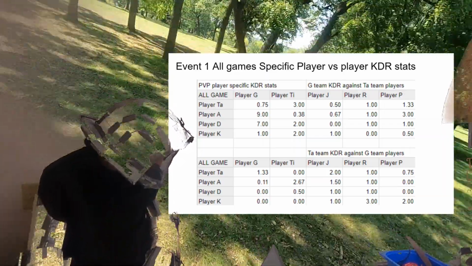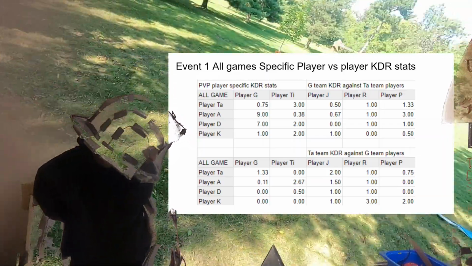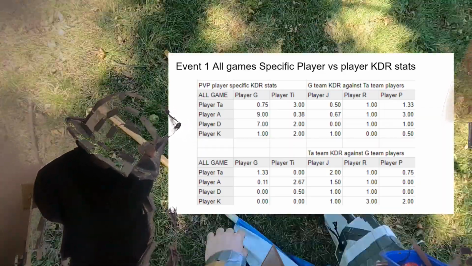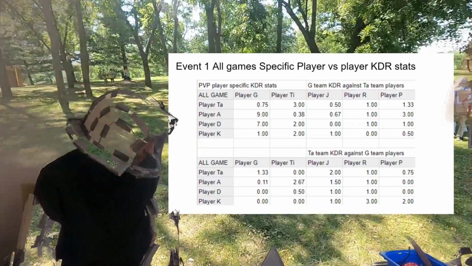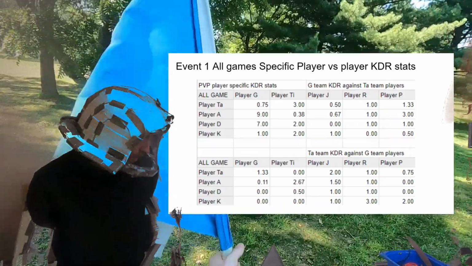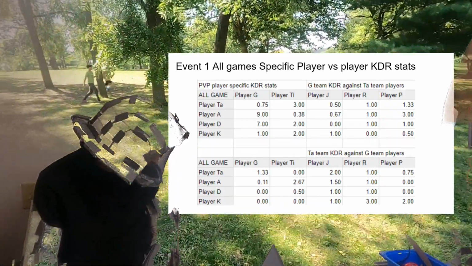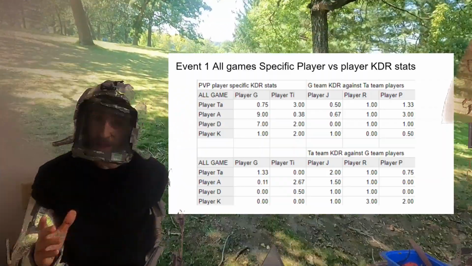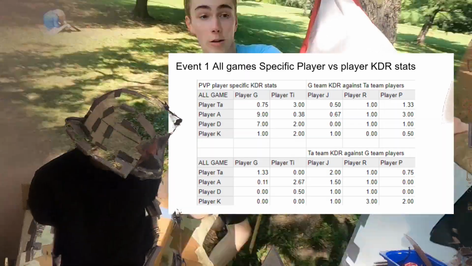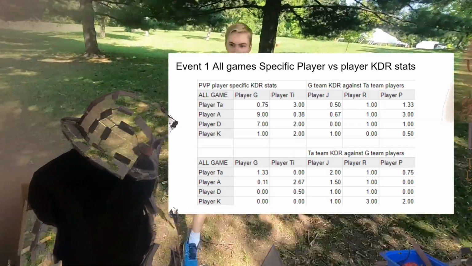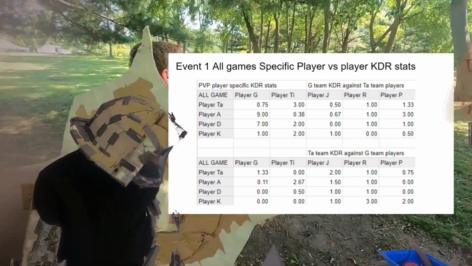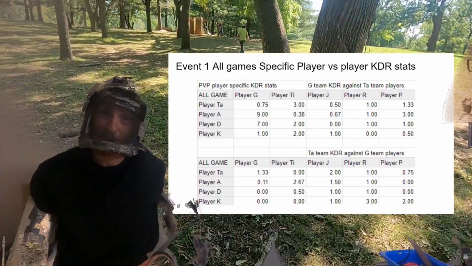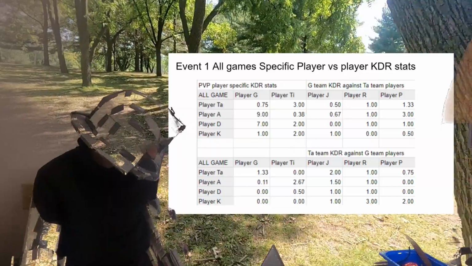Some other metrics of note here are player R and player K have a 3.0 KDR against each other, so player K has an extreme advantage against player R. And I guess the other one of note is player P had a good KDR against player TA. Player TA was just kind of a monster. He was a very, very effective fighter and did very well. But there are a few people that have his number, just not me. So, you know, it is what it is.